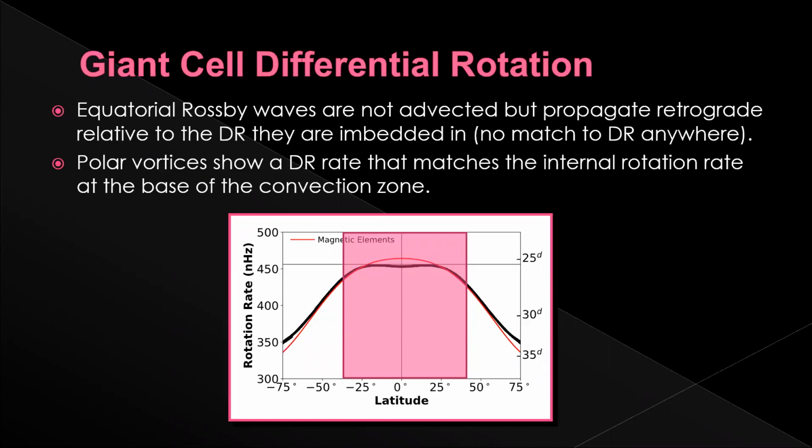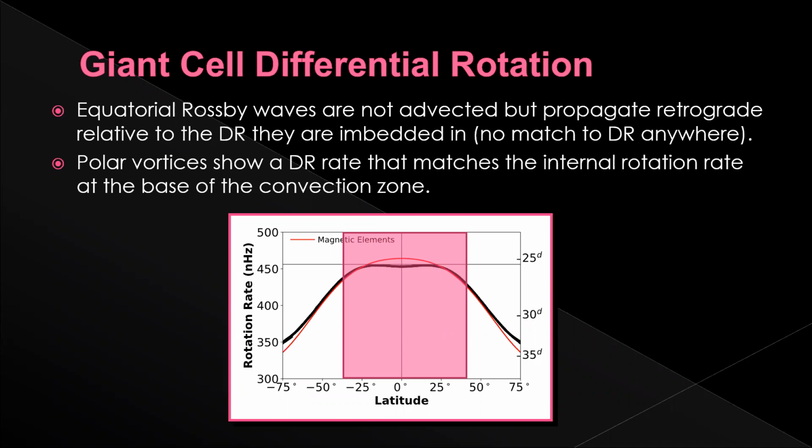Okay, thanks. The giant cell differential rotation. Here in the pink corresponds to the region that would be the Rossby waves. The high latitudes would be where we have the giant cell polar vortices. The equatorial Rossby waves are not advected, but they actually propagate retrograde relative to the differential rotation. So you see this really flat area. It does not match the differential rotation anywhere. So I'm not so sure we can use these to really say much about the flows at the low latitudes.